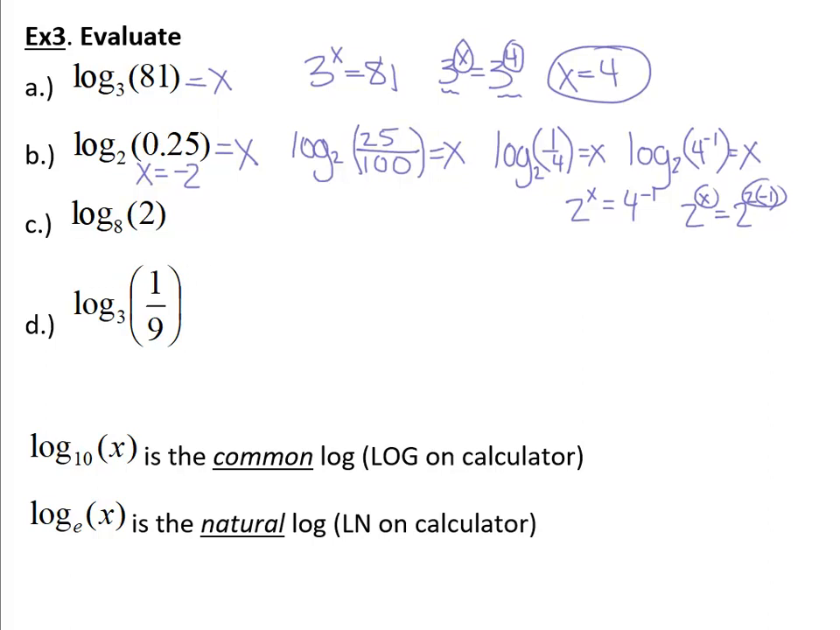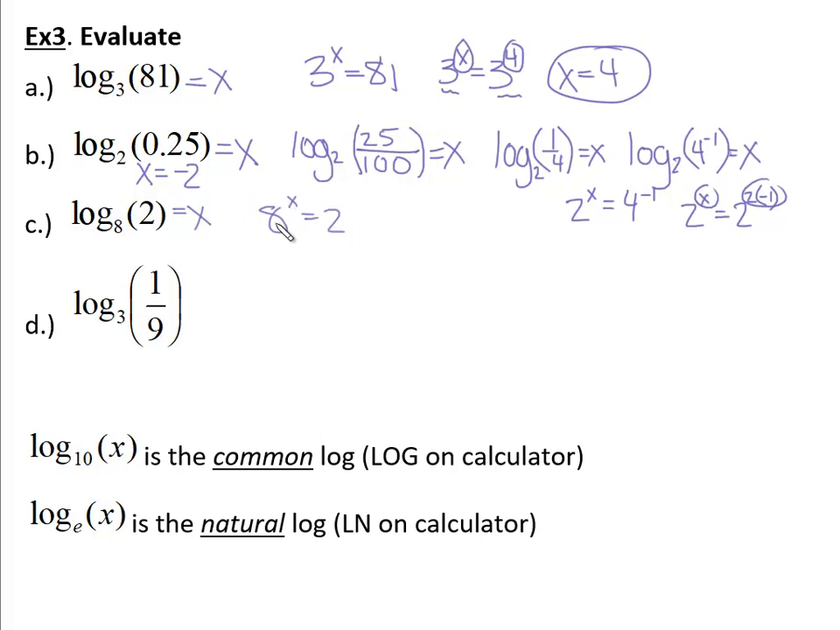All right, our next one. We're going to say equals x. And again, we're going to go to exponential form. I want to know 8 to what power is 2? Well, I know 8 to the first power is 8, so it's got to be less than 8. Or, sorry, less than 1. But if you go to exponential form, 8 to the x power equals 2.